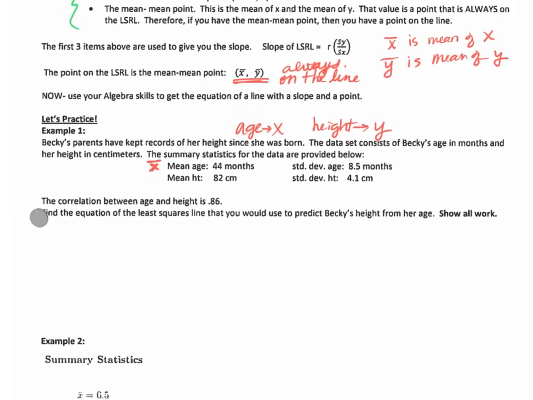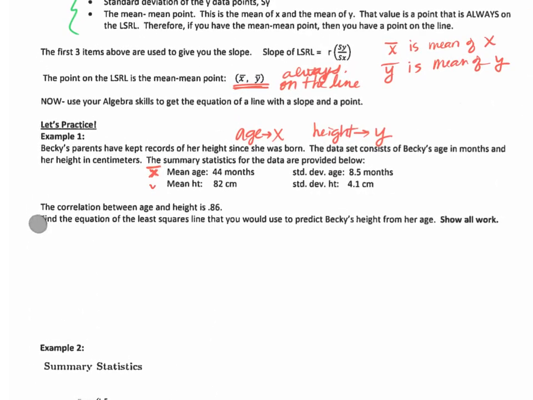All right, so the mean of the height will be my y bar. This is the standard deviation of age, so that's S of x, and standard deviation of height, so that's S of y. And then the correlation is 0.86. Correlation coefficient represented by the R.